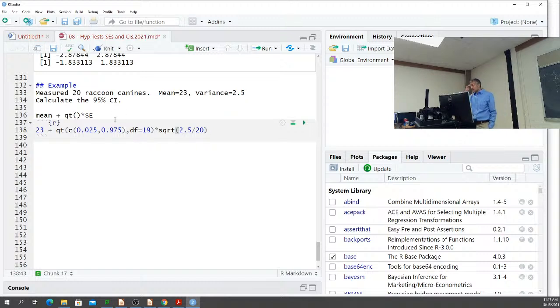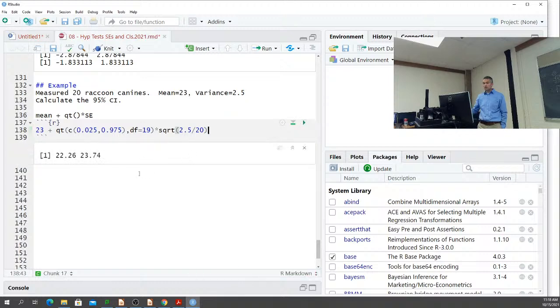Now remember, QT gives us a plus value and a minus value. And since we use the plus here, and since we have the vector of two values, this function will first utilize the negative value, and then it'll calculate it for the positive value, so it returns two values here. 22.26 up to 23.74. All right, so we will try this.